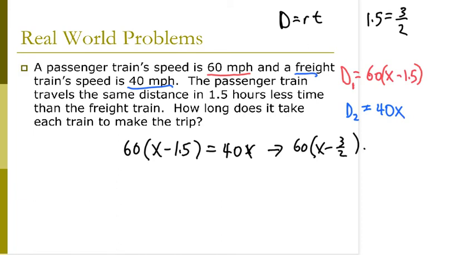If we apply the distributive property, it would be 60 times x, which would be 60x, and 60 times 3 halves. 60 times 3 halves is really 60 divided by 2, which is 30, times 3, which is 90. You get the same answer if you did 60 times 1.5. So we know we're going to end up with 60x minus 90 equals 40x.